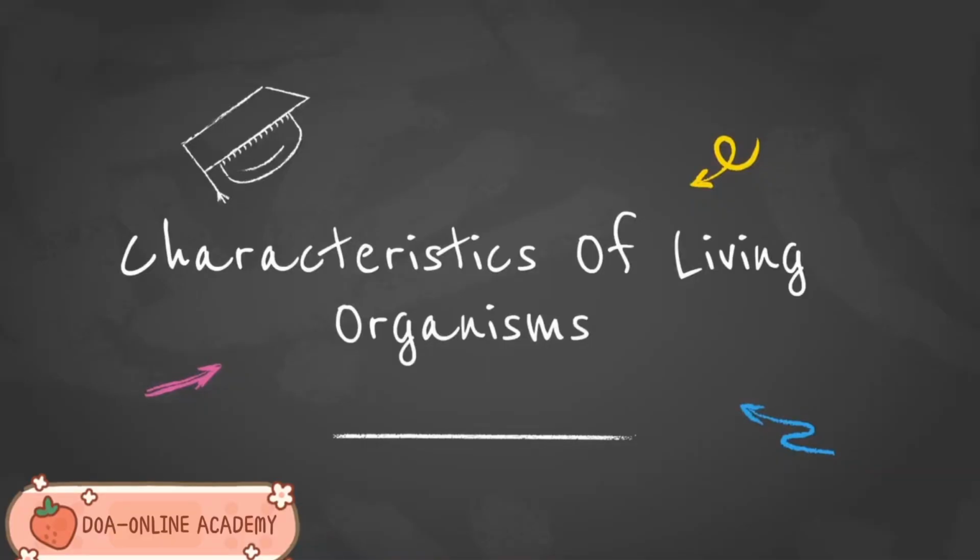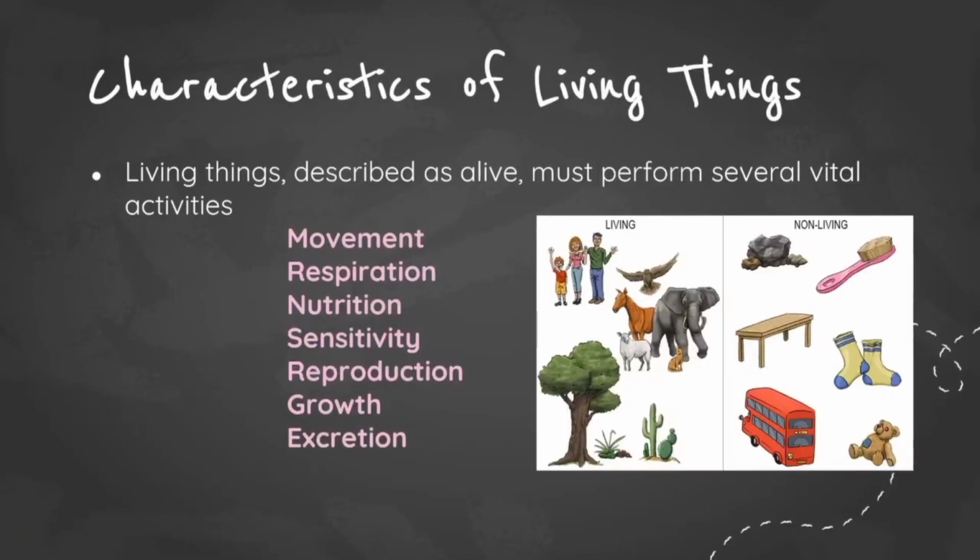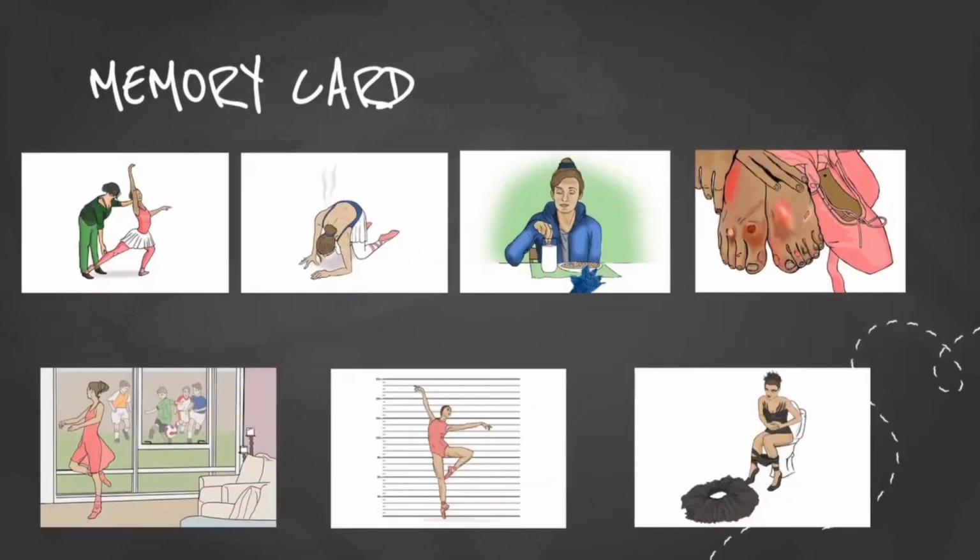Today we're going to look at the characteristics of living organisms. This video is based on the CSEC biology syllabus. Let's get straight into it. Living things are alive and must perform certain activities to remain alive. These include movement, respiration, nutrition, sensitivity, reproduction, growth, and excretion.